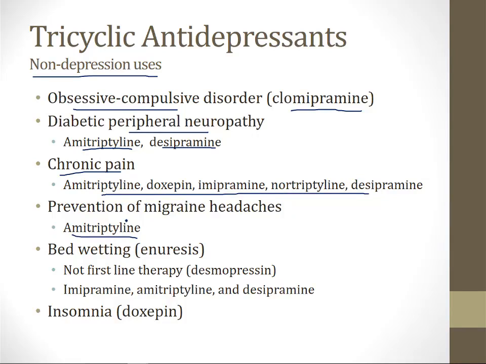Amitriptyline is sometimes used to prevent migraine headaches. Children who have bedwetting, which is called enuresis, are sometimes treated with tricyclic antidepressants because remember what I told you before, they cause urinary retention. They are not first-line therapy. The first-line therapy is desmopressin, which is an ADH analog, but if desmopressin doesn't work or the patient can't take it, there are a number of tricyclic antidepressants that are sometimes used. And then finally, as I told you before, some of these drugs are sedating, so they can be used for insomnia. The one that's usually used for this purpose is called doxepin.